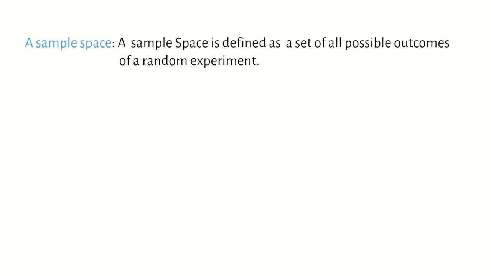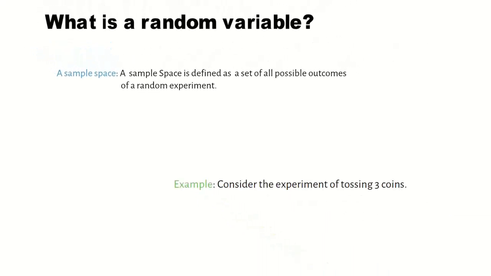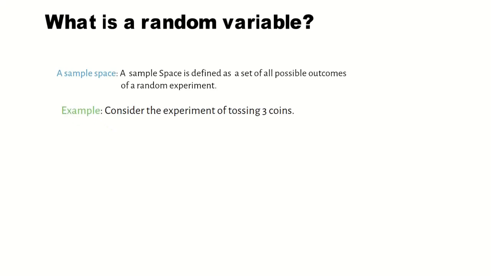A sample space is defined as a set of all possible outcomes of a random experiment. Let's see this example of tossing 3 coins. The experiment of tossing 3 coins. If we toss a single coin, there is a possibility of getting either a head or a tail. So what are the possible outcomes of tossing 3 coins instead of 1 coin?